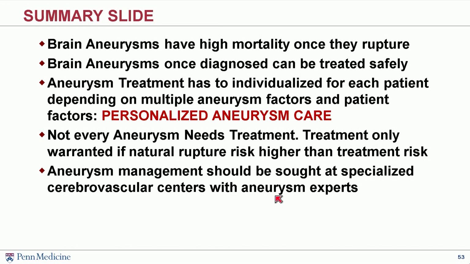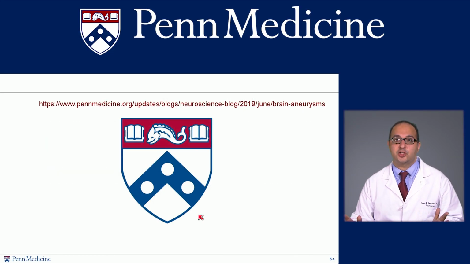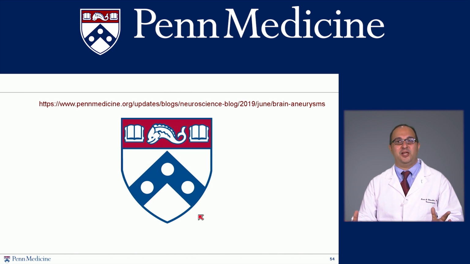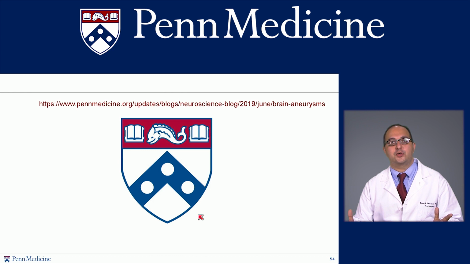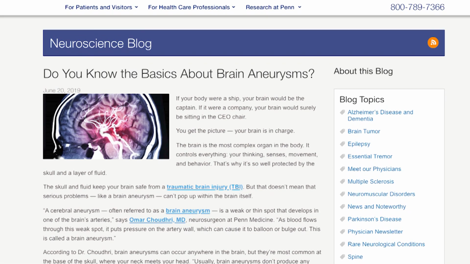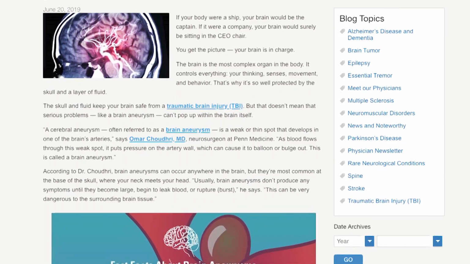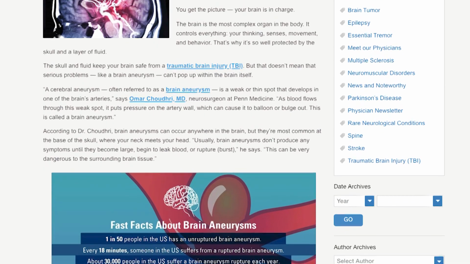with aneurysm experts. We here at Penn Medicine in the Cerebrovascular Center, our neurosurgeons and interventional radiologists work as a multidisciplinary group for treatment of brain aneurysms. My neurosurgical service manages patients in this multidisciplinary fashion with both open surgery and endovascularly, depending on what is the best treatment route for patients. There is a neuroscience blog that we published earlier this year, which talks about basic questions regarding brain aneurysms, which comes in very handy for someone who's just been diagnosed.